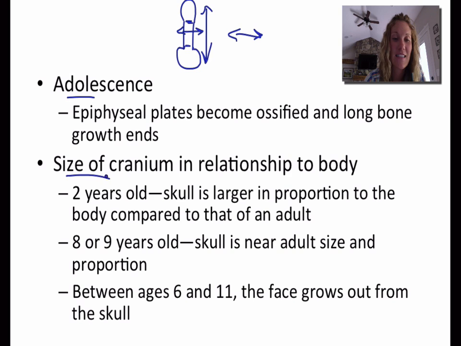And as far as the size of the cranium, when kids are about 2 years old, their skull is much larger in proportion to the body compared to that of an adult. By 8 or 9, it's just about the same proportion as an adult, and then ages 6 to 11, the face grows out from the skull a little bit.